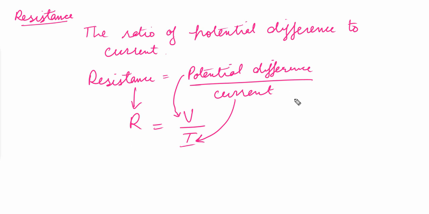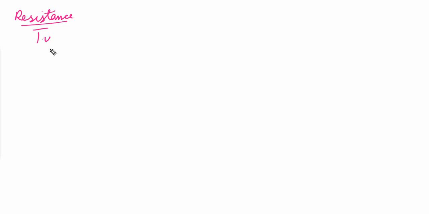So now let's talk about the unit. The unit of resistance is ohm, and we represent ohm by this symbol. Okay, so this is basically the basics of resistance. Now we will discuss the different types of resistors.